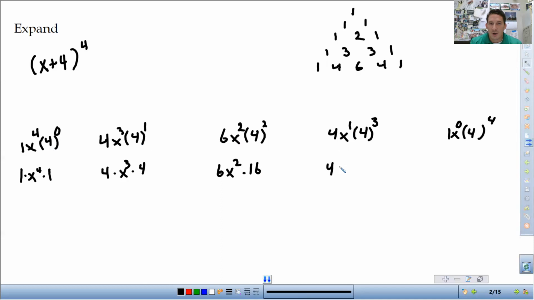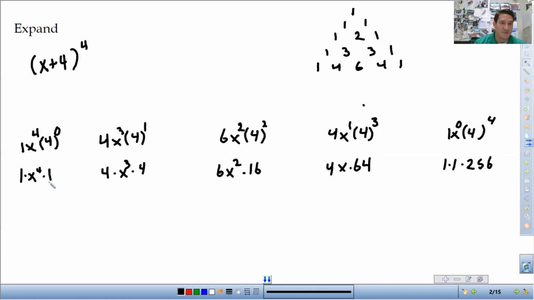4 x to the first, you don't really need the 1 there. 4 cubed is 64. And then 1 x to the 0 is 1 times 4 to the fourth is 256, I believe. I'm going to check that on the calculator. 4 to the fourth is 256. Yeah.